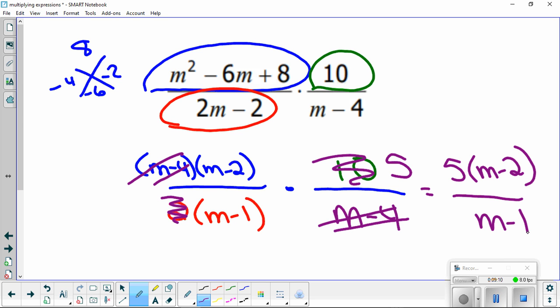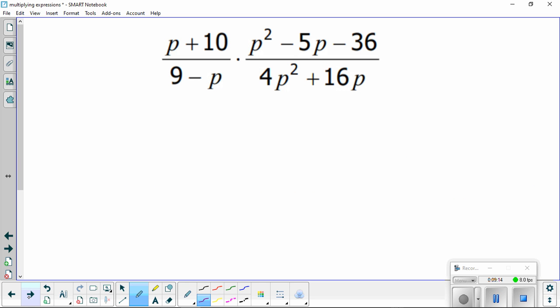Let's try another one and see how you do. Okay, let's do this one. We're going to do the same thing. You're going to do it with your table group. You're going to do it together. I'm going to give you a couple hints. Hint number 1, look at this guy right here. The 9 is in the front and the P is in the back. I don't like that. What lets me flip-flop those guys? That -1. So give this one a try.